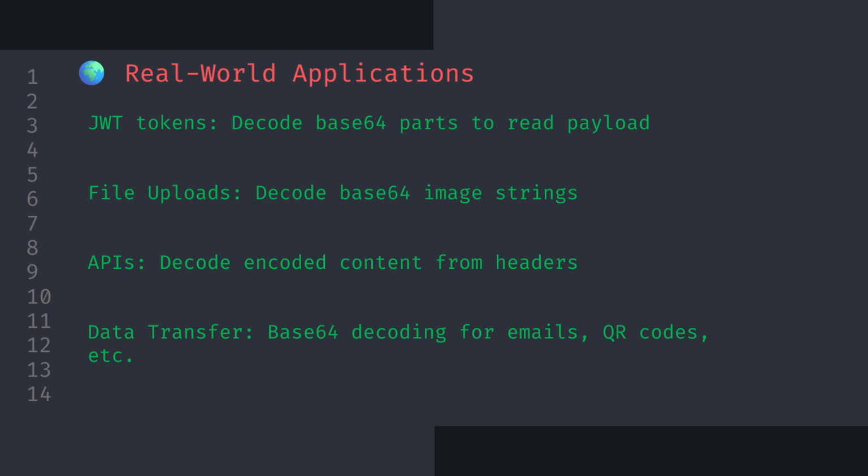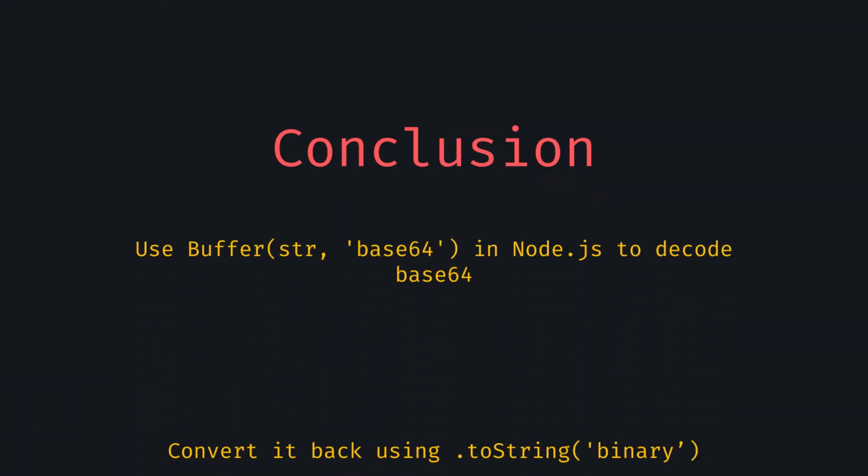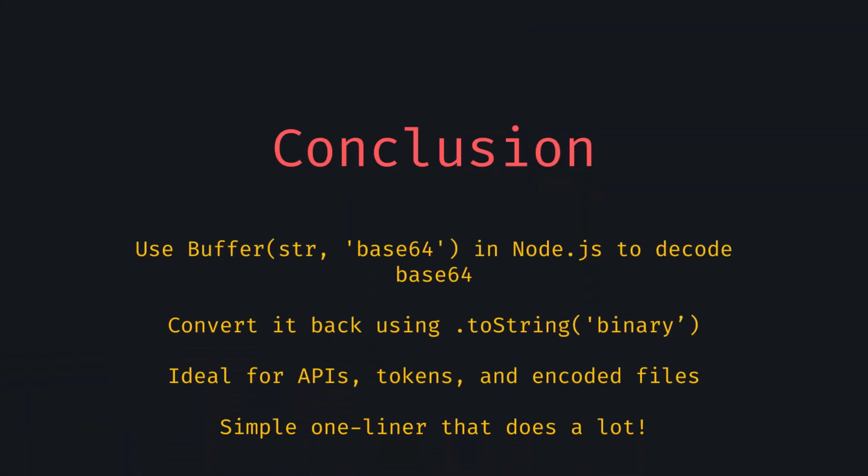Let's wrap up what we've covered. To summarize, decoding Base64 in Node.js is as easy as using buffer with the right encoding. This tool unlocks functionality across web, auth, and data apps. Keep it handy. You'll use it more than you expect.